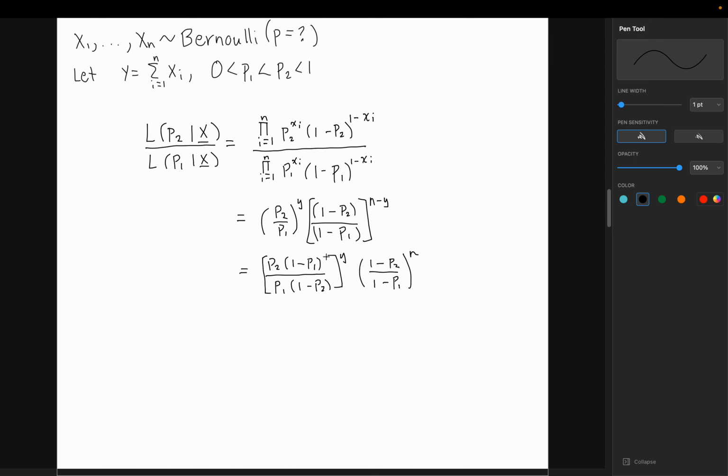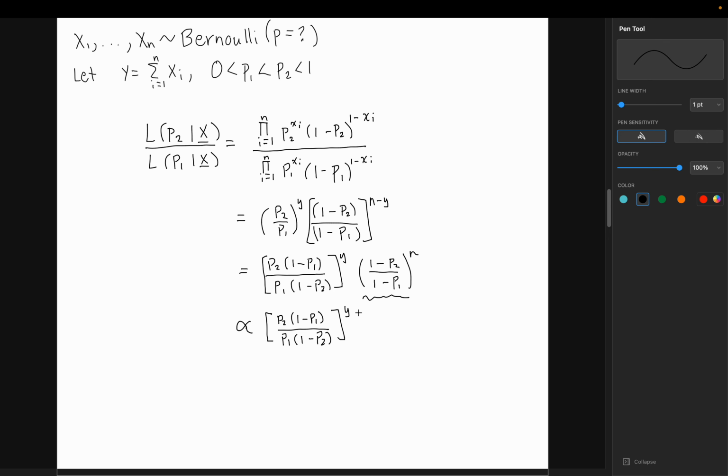Now I'm going to be checking to see if this ratio of likelihoods is an increasing or decreasing function as a function of y, or some statistic. In this case, it's y. Now, one thing that I notice is that this term over here has nothing that involves y in it, so I don't have to worry about that term at all when I'm trying to assess if it's increasing or decreasing. So I can do another step, which is proportional to, which only has the components of the statistic that I'm interested in, which is y. So I have p2 times 1 minus p1 over p1 times 1 minus p2, all to the power of y.